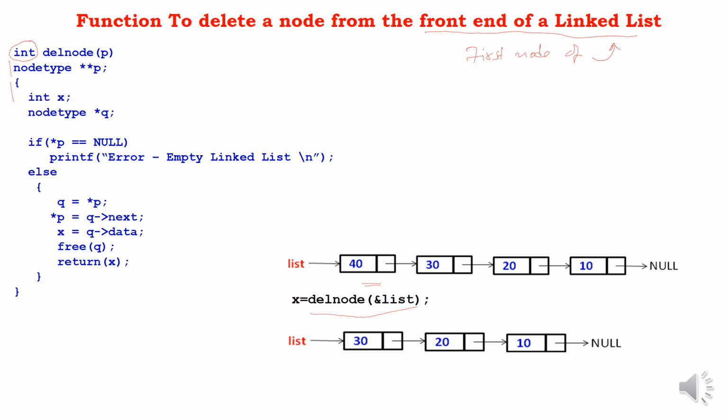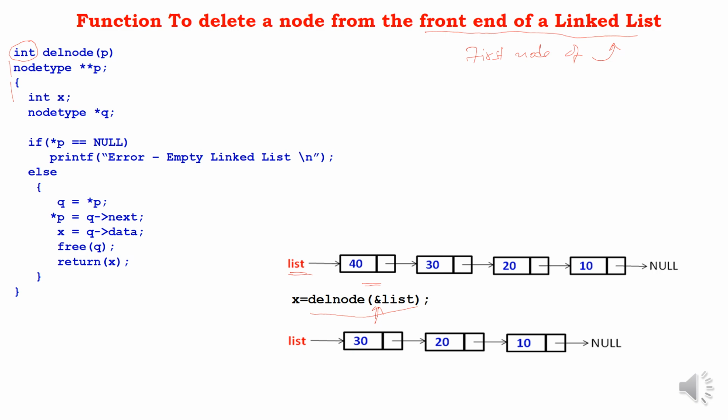Now delete node p. What is p? P may be the name of the linked list. Here the name of the linked list is list. There are 4 nodes in the linked list. List is the pointer pointing to the first node of the linked list, and we are using the delete node function. X is delete node list, and there is the address of list. So here we are going to delete a node from the list. Before deleting there are 4 nodes. After deleting there will be 3 nodes.